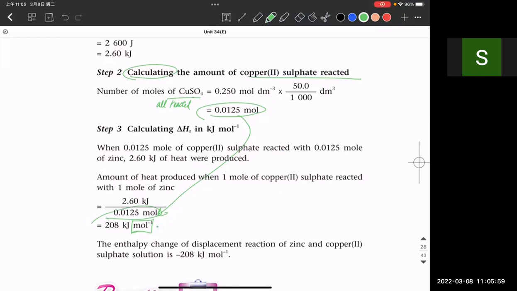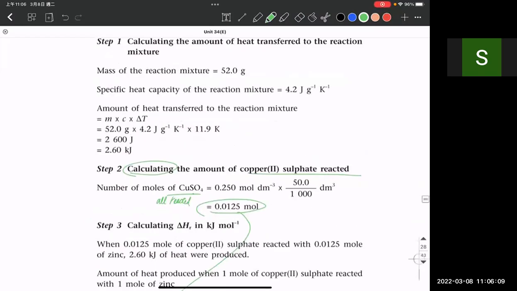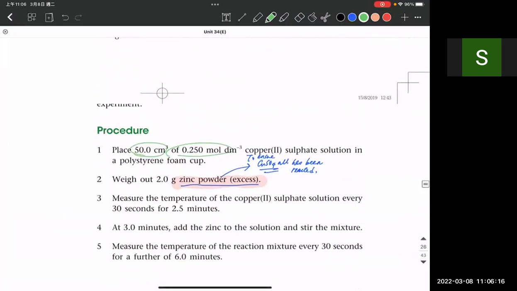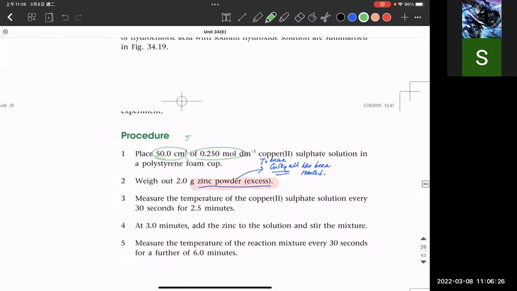So that's why, in order to make that data valid, first of all, I need to put excess zinc powder to make sure that all copper 2 sulfate has been reacted. And from the glassware, what glassware do we use to make sure the chemical delivered is 0.0125 mole? What glassware do we have? Pipette. Yep, pipette. It is 50.0 cm³ pipette. I use this to ensure the chemical is just delivered as per what you calculate.